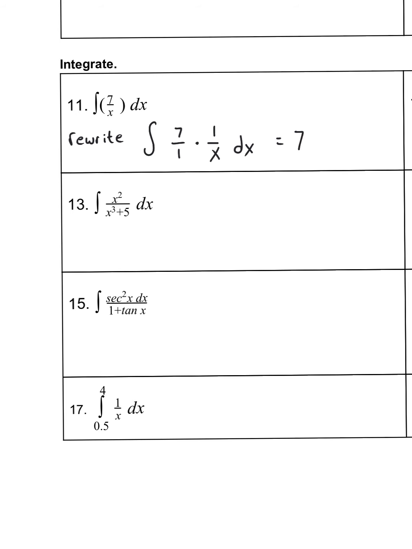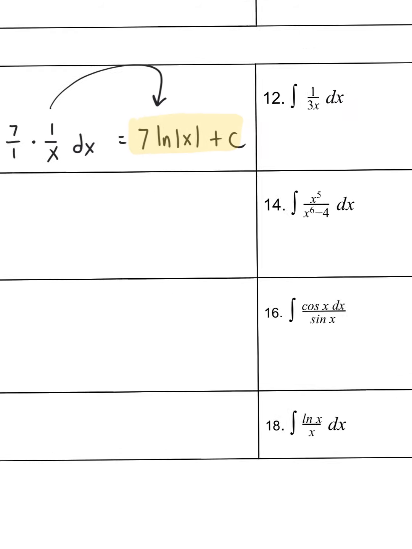The antiderivative of 1 over x, we go to our flashcards, the antiderivative of 1 over x is ln absolute value of x, and of course, plus c. So there is your answer. The antiderivative of 7 over x is 7 ln absolute value of x plus c. Okay, let's go to number 12.